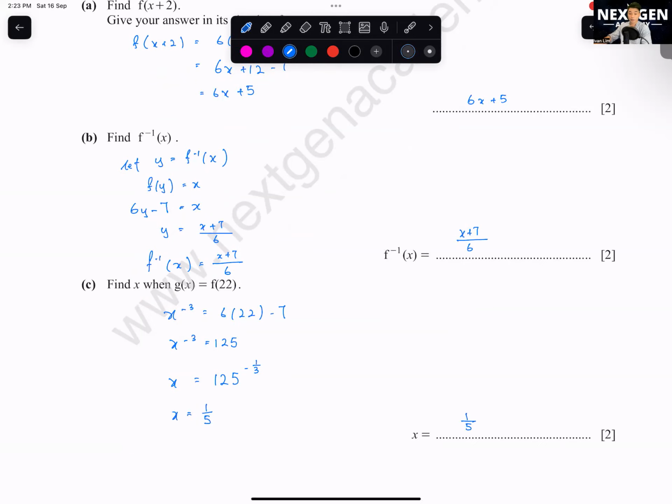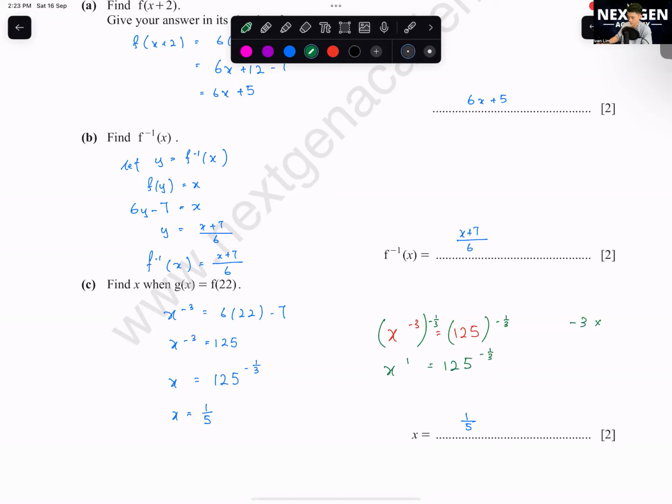But if you're not sure and you want to write it, just write. In the exam, it's okay. Why not power 3? Because that's not how you do it. Like that, x to the power of negative 3 equals 125. You want to take away the power 3, right? What you need to do is multiply by negative 1 over 3. Negative 3 times negative 1 over 3 will become x to the power of 1.